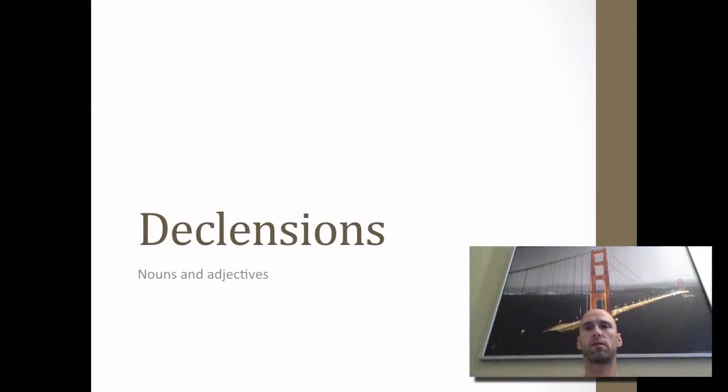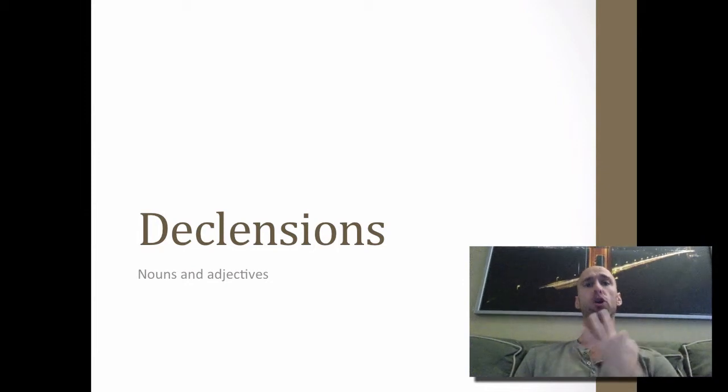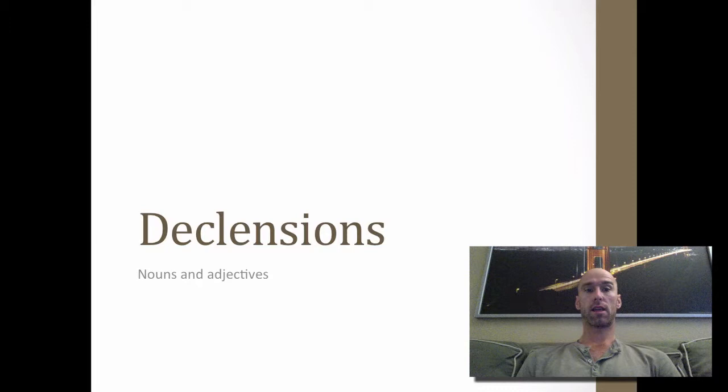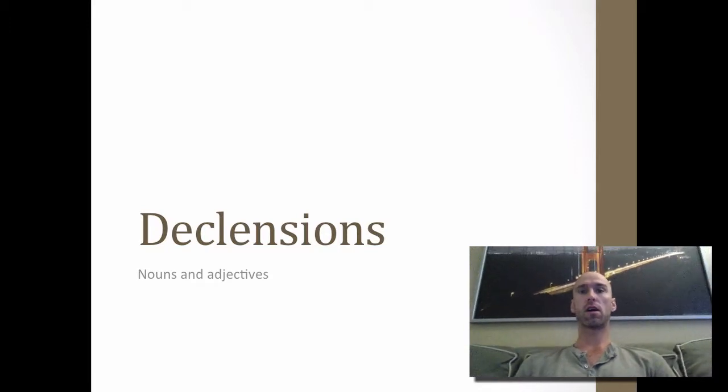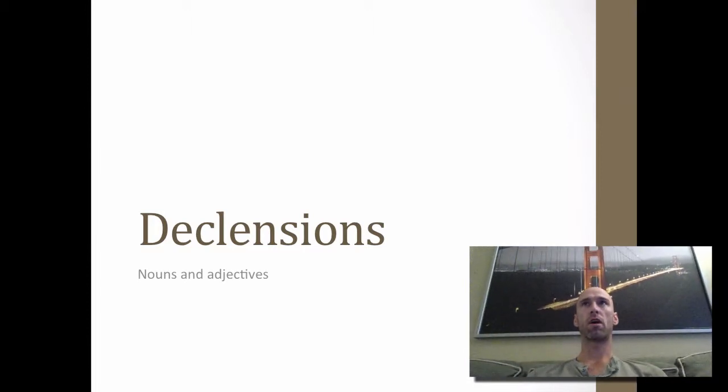All right. So stage 4 grammar. Stage 3 grammar. It's about declensions, and declensions involve nouns and adjectives. There are just the different endings of various nouns and adjectives.